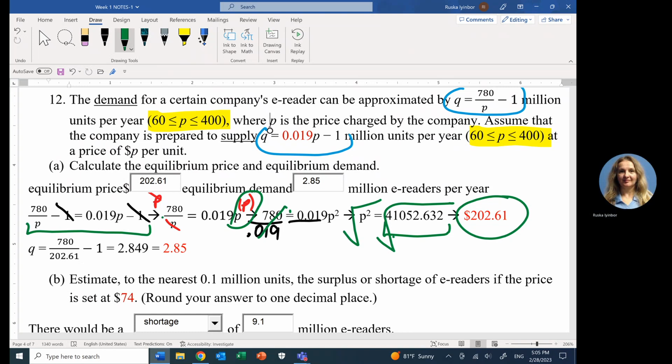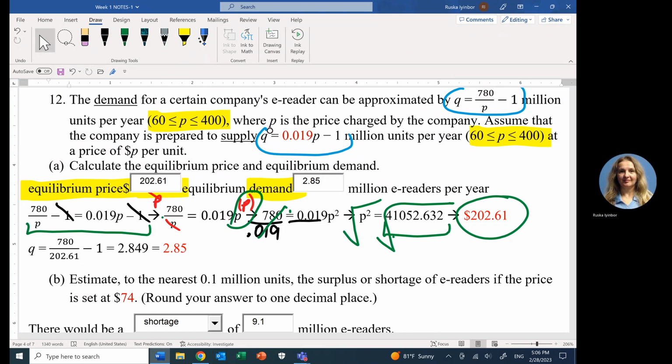Okay? So that's the equilibrium price. That's what they ask in the first answer here. What is the equilibrium price? We got it here. And the second question is, what is the equilibrium demand? So now I'm going to take the demand equation, which is the first one.